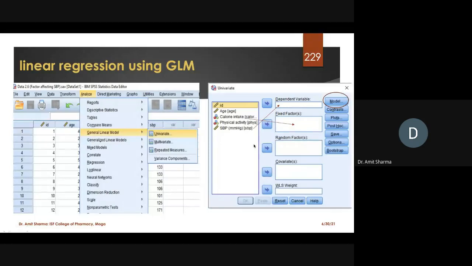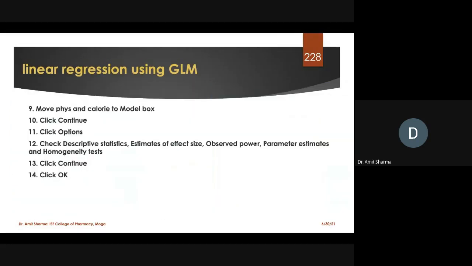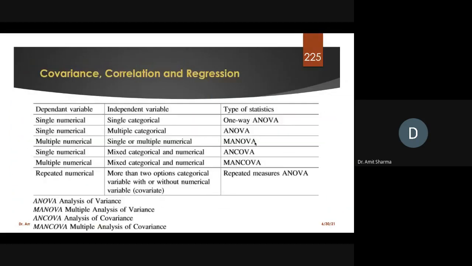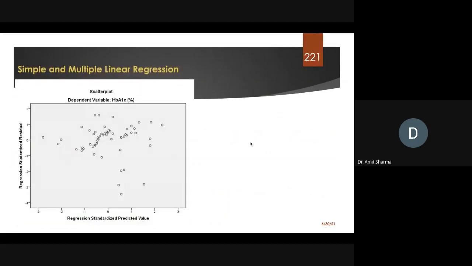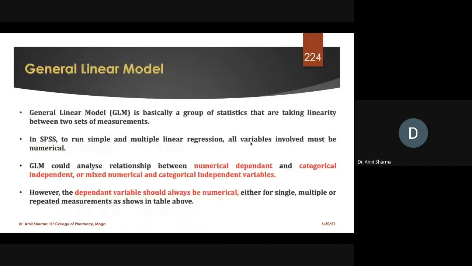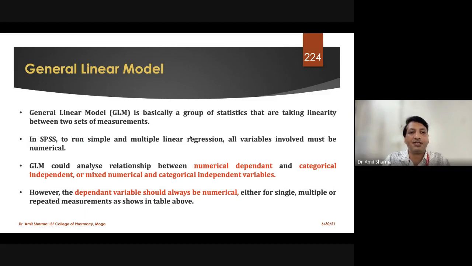Linear regression and multiple linear regression in the last class, and we are on this one. Yes, GLM. Now GLM stands for what? GLM stands for general linear model. Now, what is that? It is basically a group of statistics that are taking linearity between two sets of measurement.